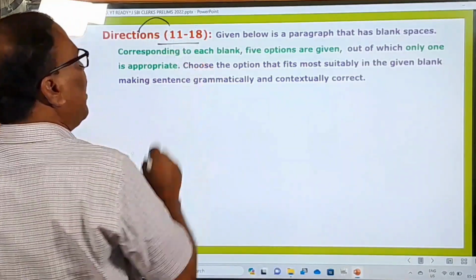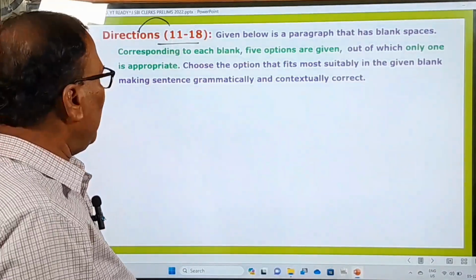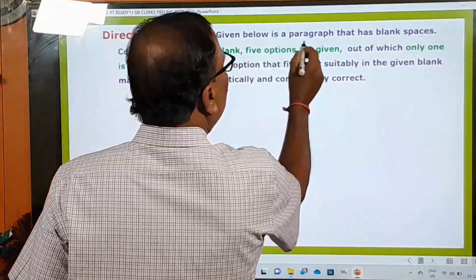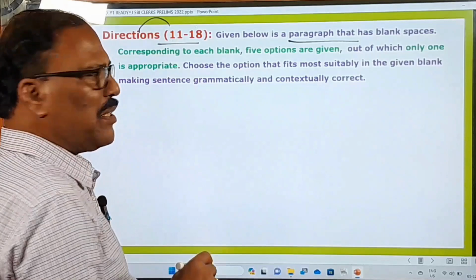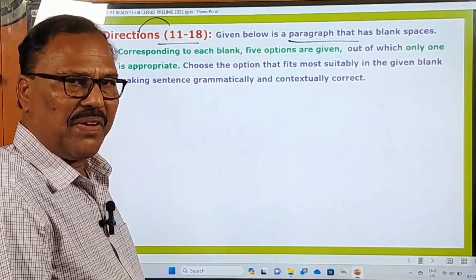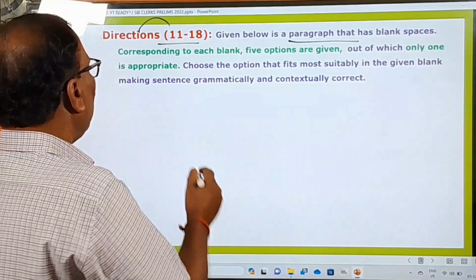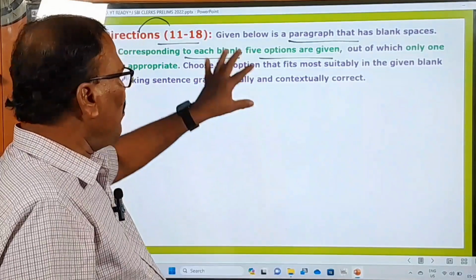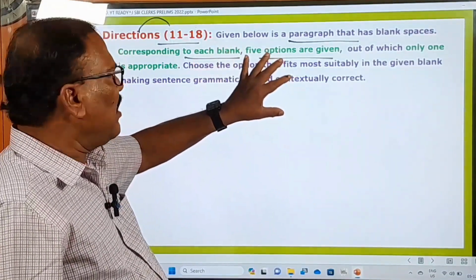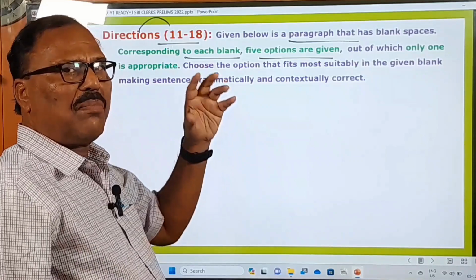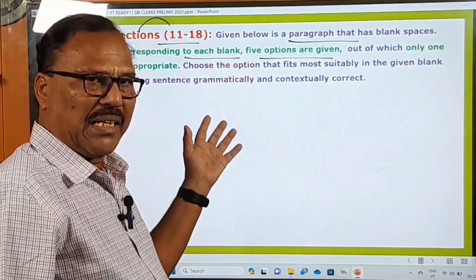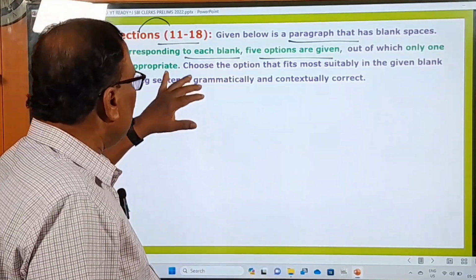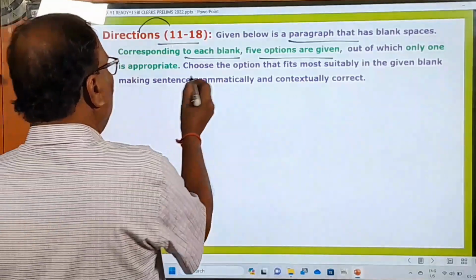Directions 11 to 18, nearly 9 questions I think are there. We are going to solve them. Here you see, given below is a paragraph that has some blank spaces. So a paragraph is given. In that paragraph, some blanks are given. What you have to do is, for each blank, 5 options are given. I'm briefly telling you about these instructions. So you have to choose the most suitable option for that blank after reading that particular passage. That is the job you have to do. This is all about those instructions.